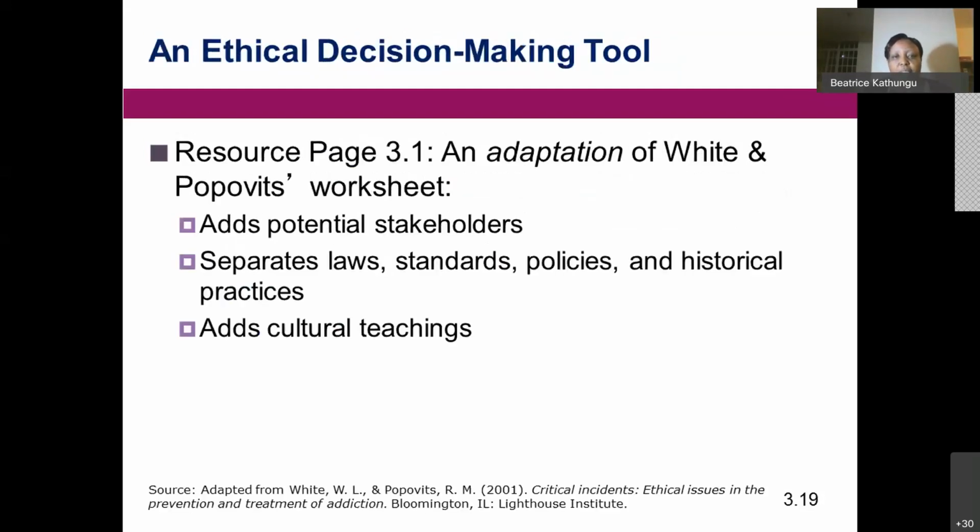So next we're going to be looking at an example of an ethical decision-making tool in resource page 3. And this actually expands the first 3 points of White and Popovich by adding a few other areas. For example, it adds the issue of potential stakeholders. So besides interest, values, and standards, it asks you to examine who are the potential stakeholders in that decision you're about to make. It also separates the laws from standards, from policies and historical practices, as opposed to lumping them as one. And it also adds a place for cultural teachings. That's what we are going to see when we go to resource page 3.1.